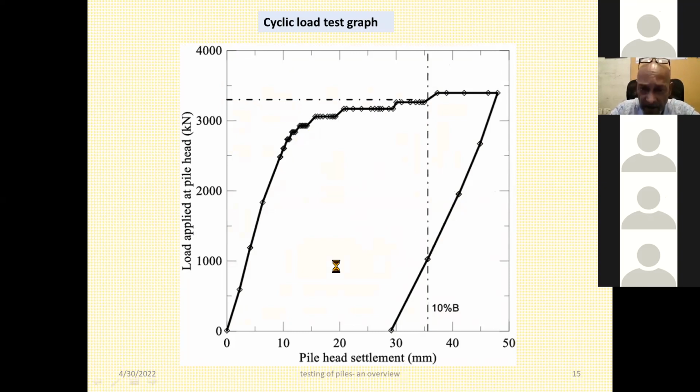You can see that the pile doesn't rebound fully. There is a residual settlement of the pile, and that is why in routine test the pile is not loaded to great load. Otherwise, the residual settlement will make the pile unsafe.